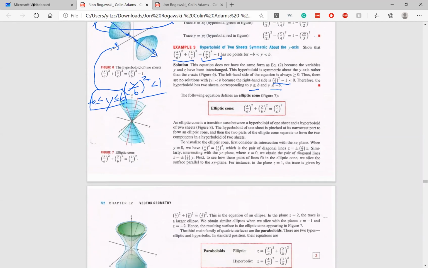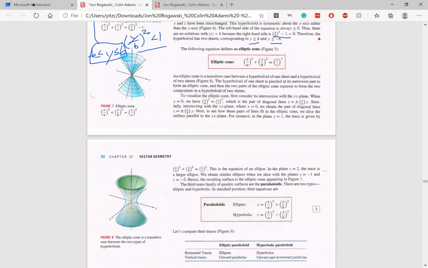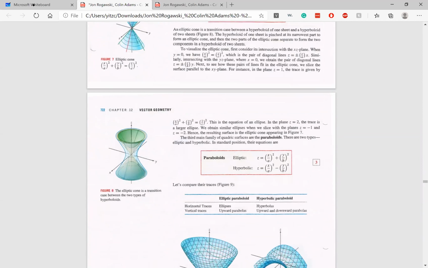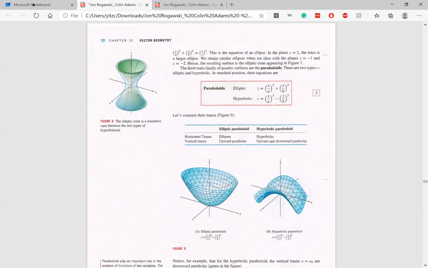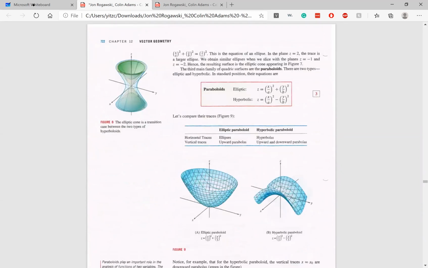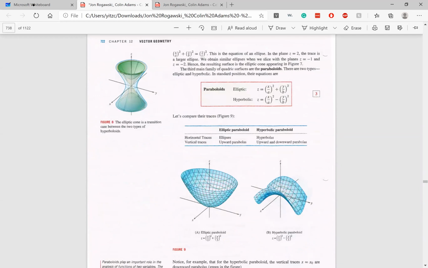Okay, so that was the cone. So here's our cone, and the next two shapes that they would like us to remember are the elliptic and the hyperbolic. So one of them just looks like this, and it's fairly simple to understand. And the other one looks like this, and it's a little bit more complicated to understand how this comes up. But these are a little bit easier to understand. So these are the elliptics.